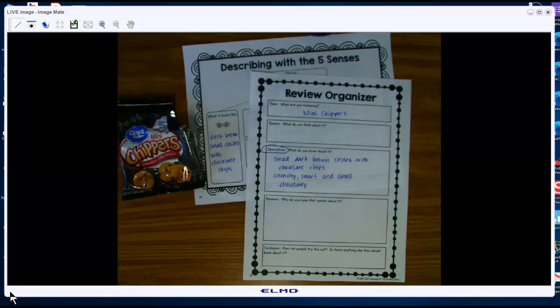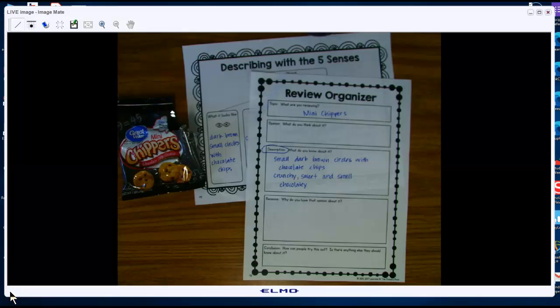So that's what's important for Gracie to put. For Kinsler, what are you writing about? Strawberry cookies. That is not what you were writing about on your review, was it? What did you pick? Okay, we'll come back to you.